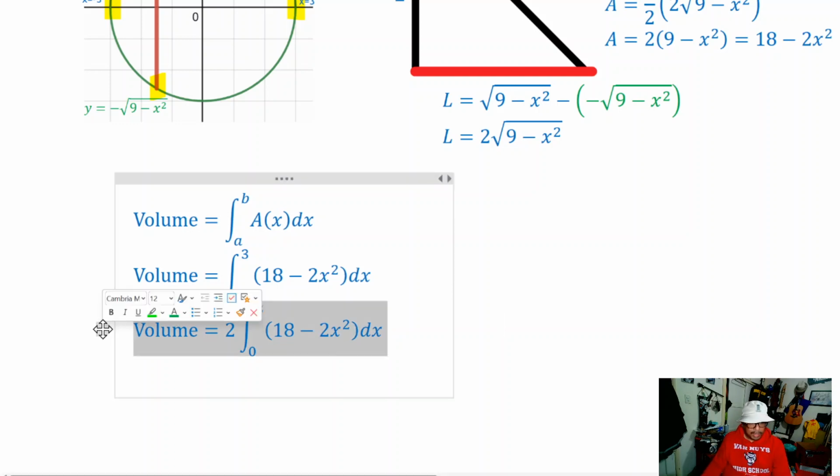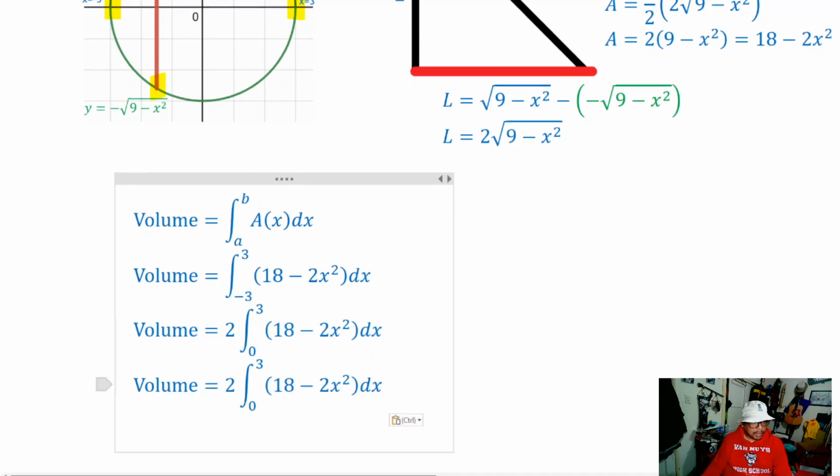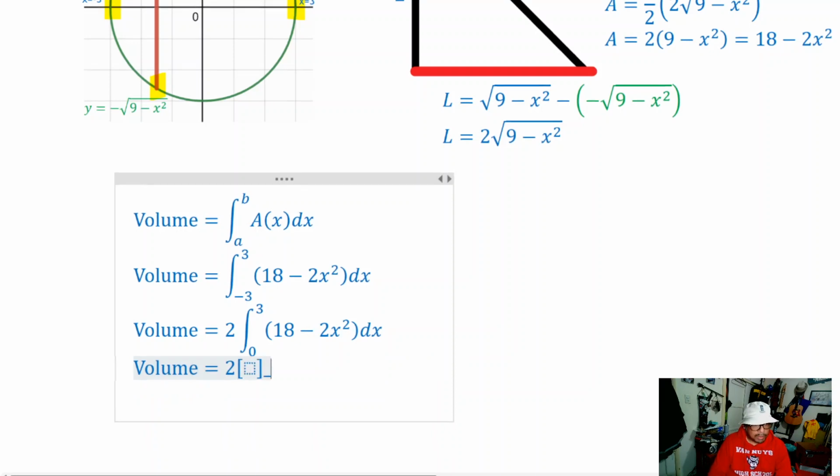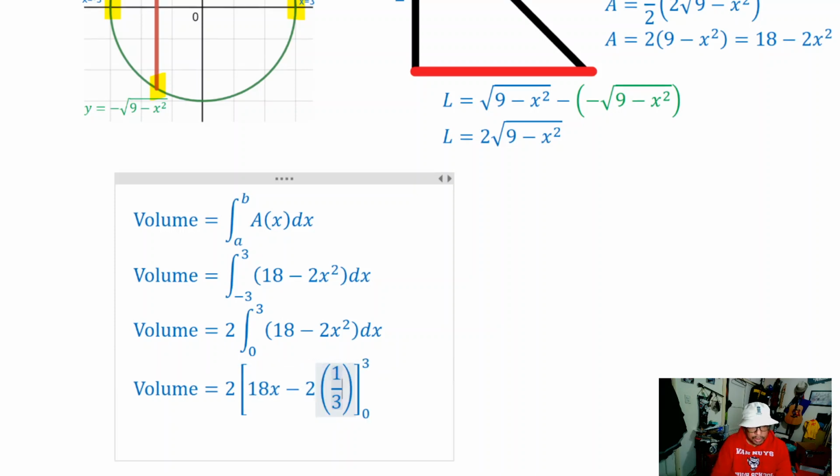Okay. Now let's do our integration. Let's see, this right over here, we're going to substitute with our antiderivative. And our antiderivative is going to go from 0 to 3. So what is our antiderivative? Well, the antiderivative of 18 is 18x minus the antiderivative of x squared, which is 1/3 x to the 3rd power.